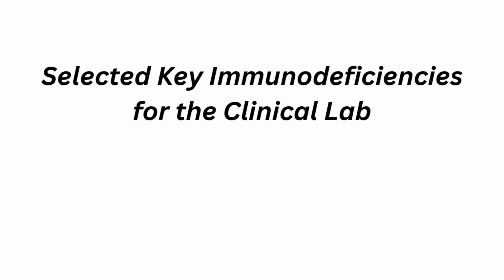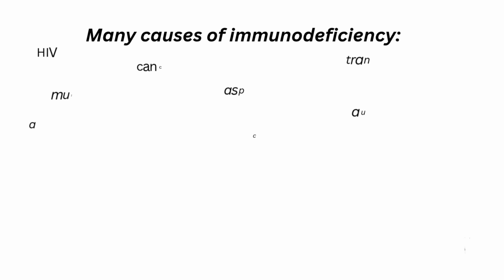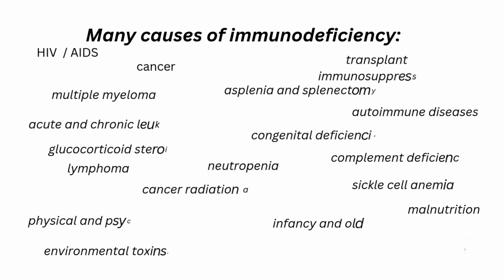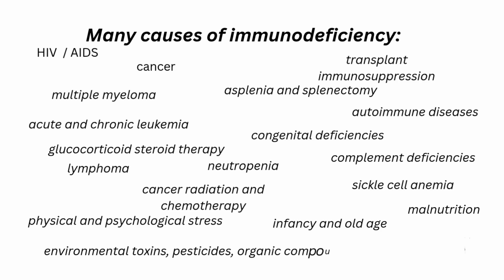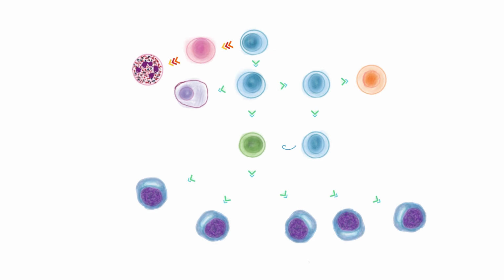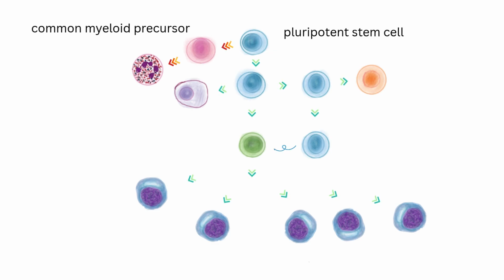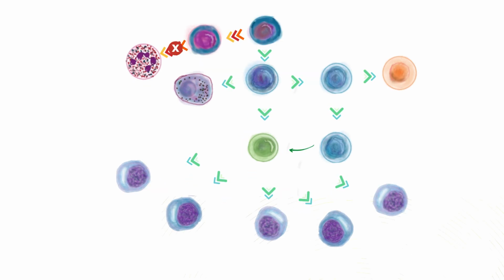Selected key immunodeficiencies. Please note, we'll focus mainly on B cell, humoral T cell, and granulocyte deficiencies that are on our ACP study guide. What can cause this genetic defect?